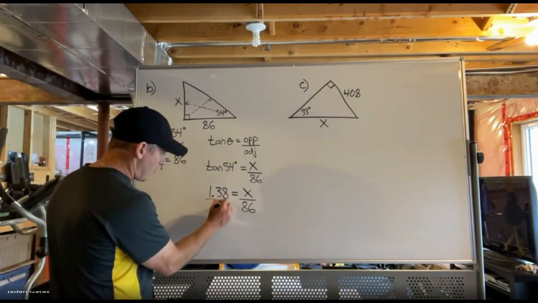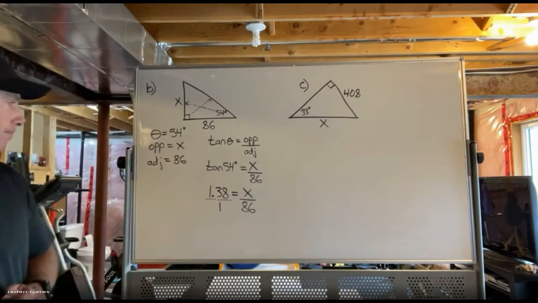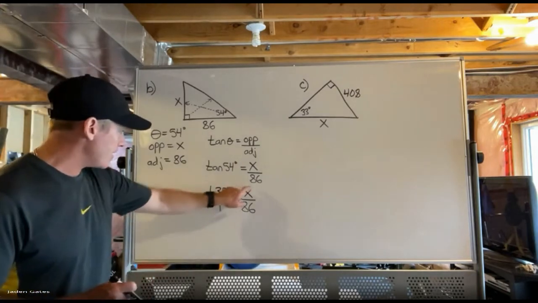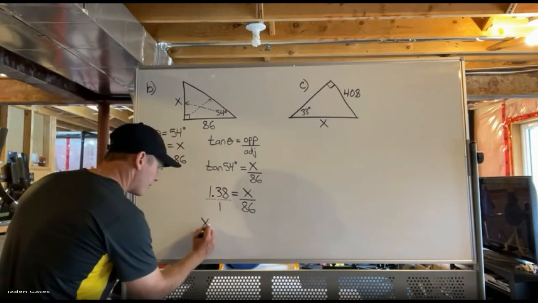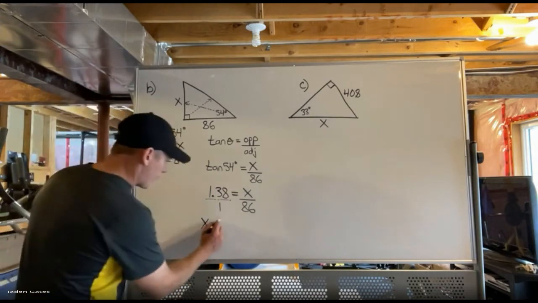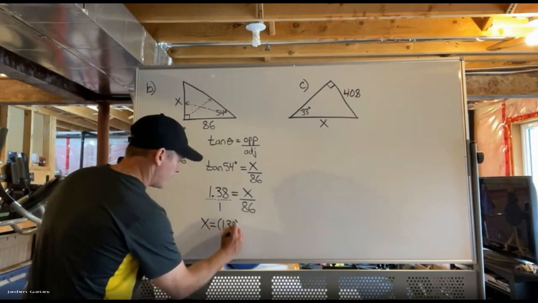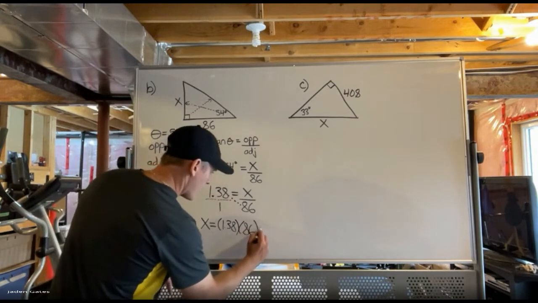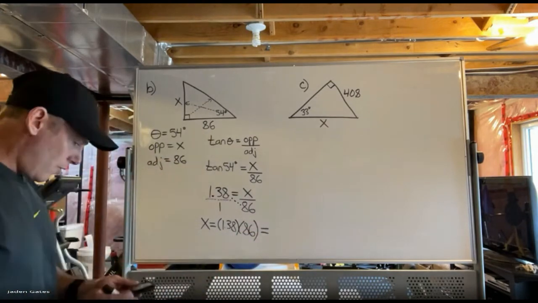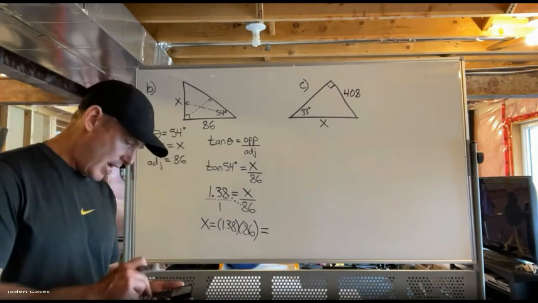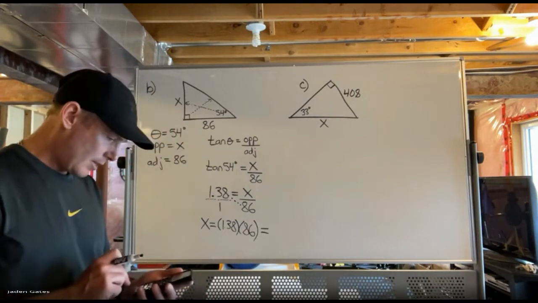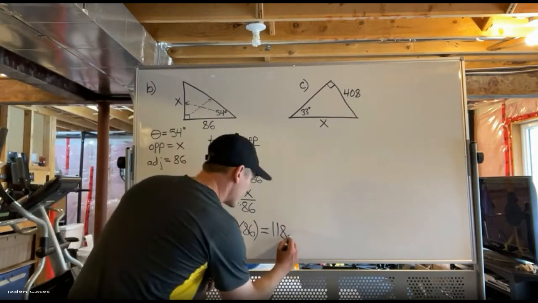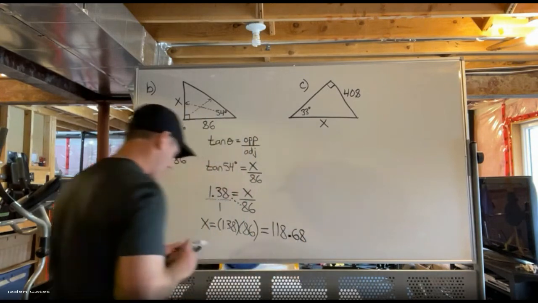And so I can make any number of fractions by just dividing by 1. And once again here, I'm going to cross multiply. So I have 1 times x is an x. And then I have 1.38 times my 86. All right, and so my x value is going to be, well, I take that 1.38 and I times it by 86, and I get 118.68. Again, going to 2 decimal places, as always.